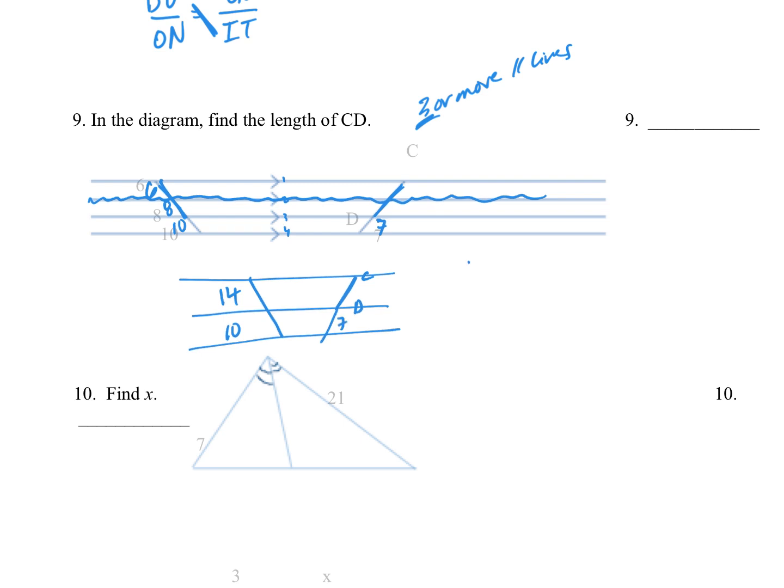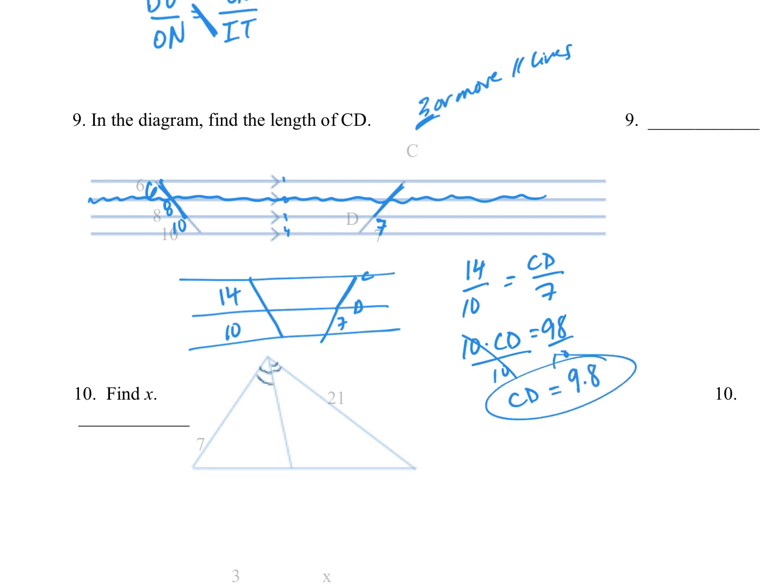So now I'm looking at 14 over 10 is equal to CD over 7. And I'm going to cross multiply and get 10 times CD is equal to 98. Despite what I heard today in class, 98 divided by 10 is not a weird decimal. It's 9.8.